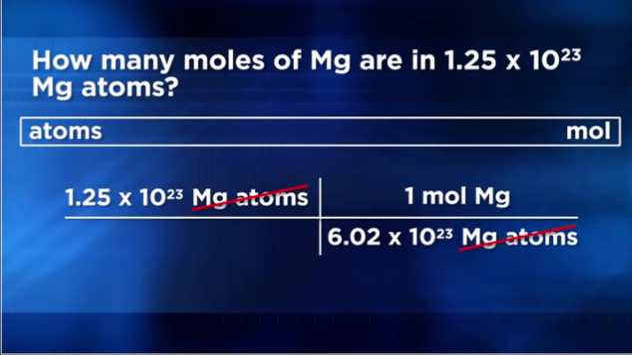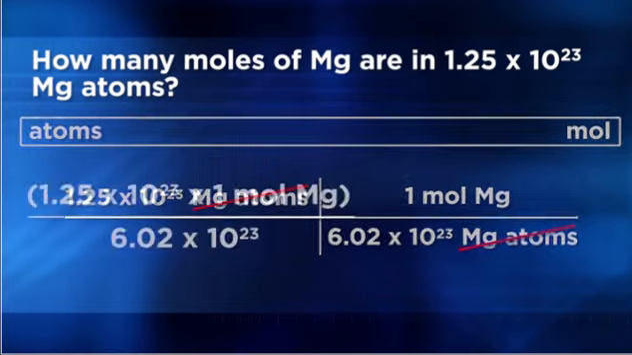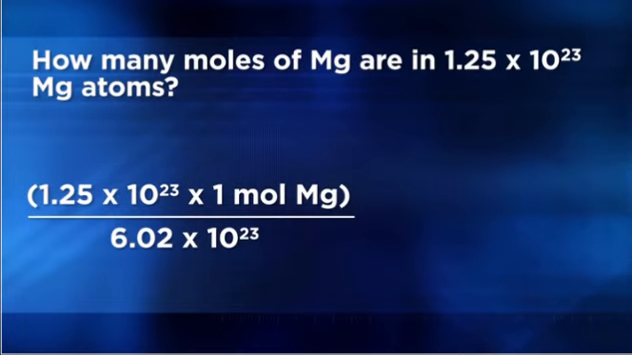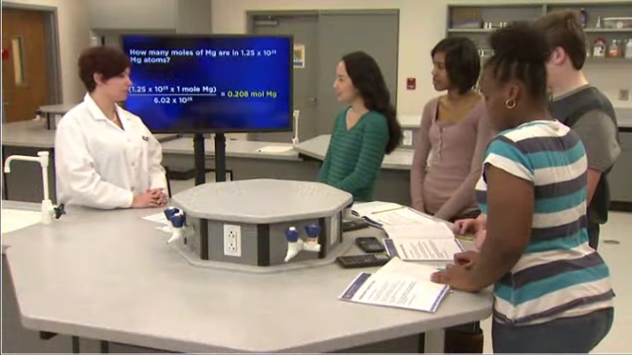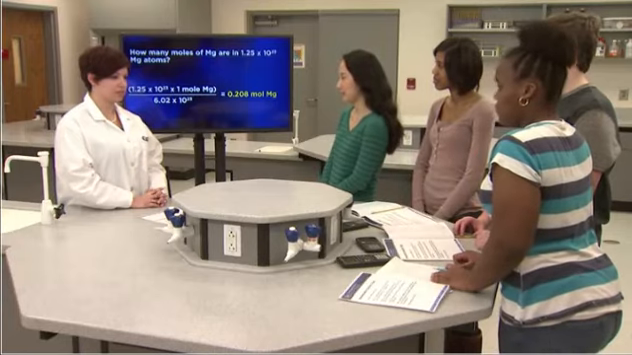and since we have the unit we're trying to solve for, which was moles of magnesium, we just need to do the math, which in this problem is going to be 1.25 times 10 to the 23rd times 1 mole of magnesium. Then divide that by 6.02 times 10 to the 23rd. We then divide the numerator by the denominator. And we get 0.208 moles of magnesium. Great job, everyone. It seems like you have a good grasp on converting from moles to representative particles and vice versa.